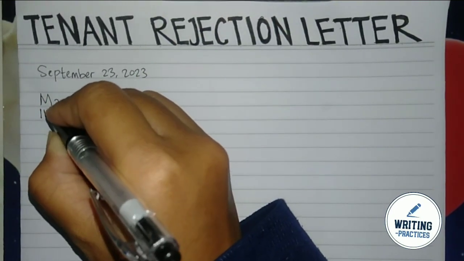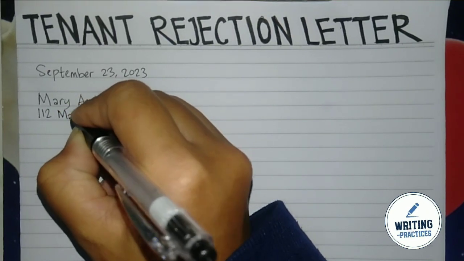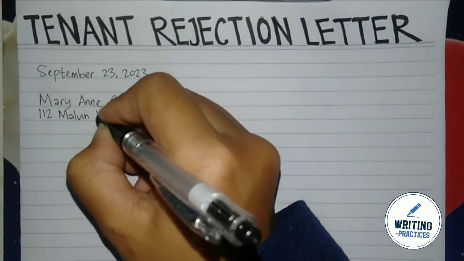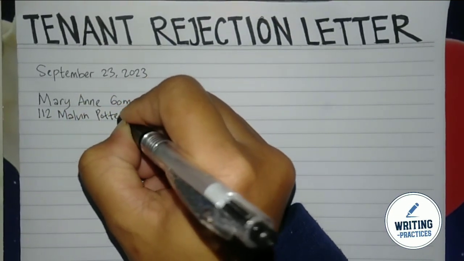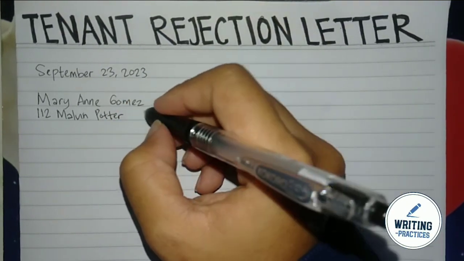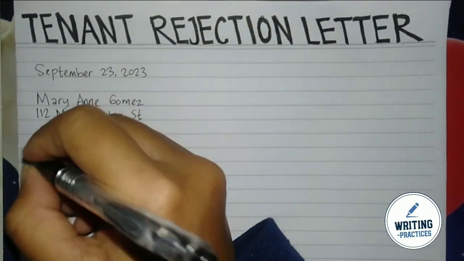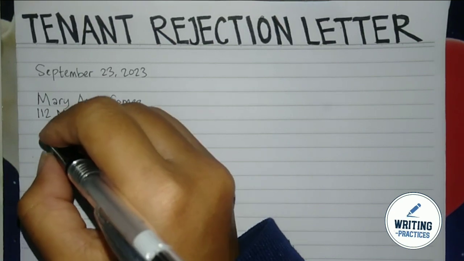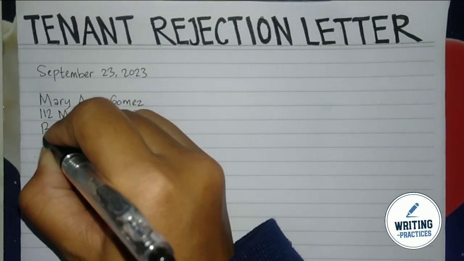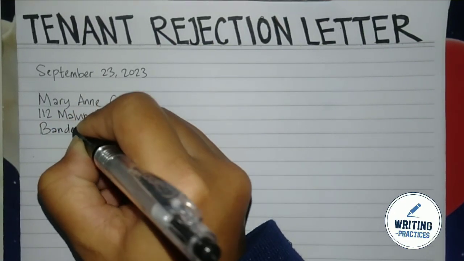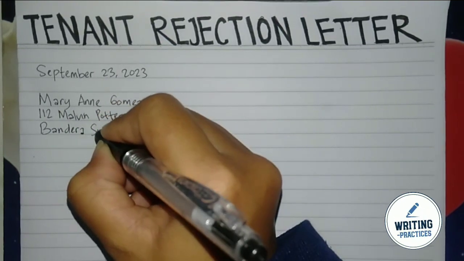Check this out. First of all, write the date today. After that, write the information about the recipient. You should write the full name, and write the home address. When you write the address, it is highly recommended to mention the number, street name, city, state, and zip code.